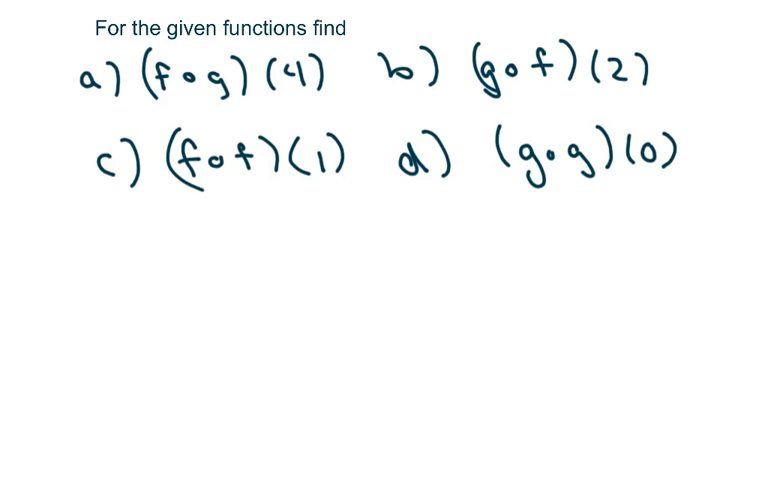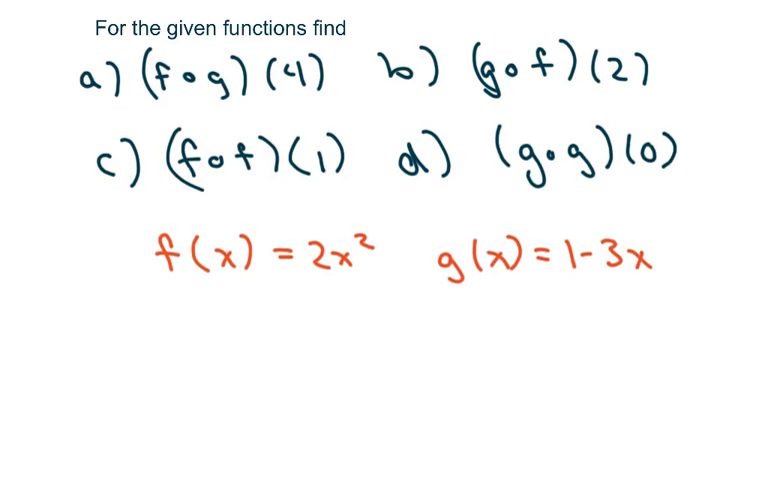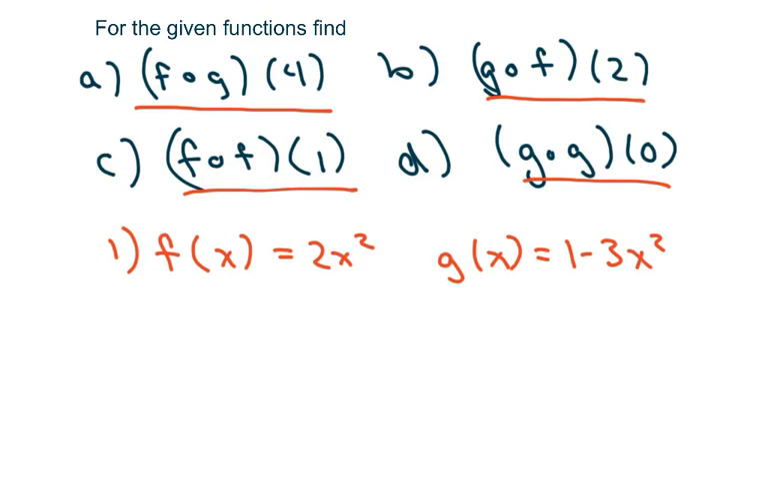The first one we're going to do is this one, f of x equals 2x squared, and g of x equals 1 minus 3x squared. So this would be number 1. And we're going to find all of these, okay? You might want to write these down, although I will write them down again on the slides.